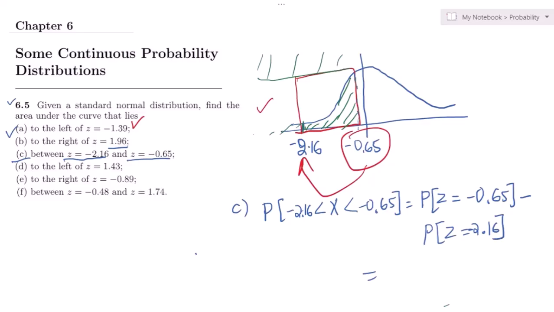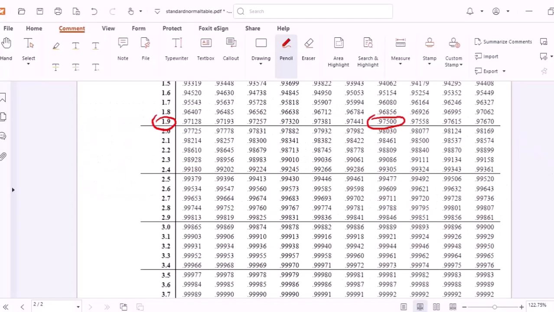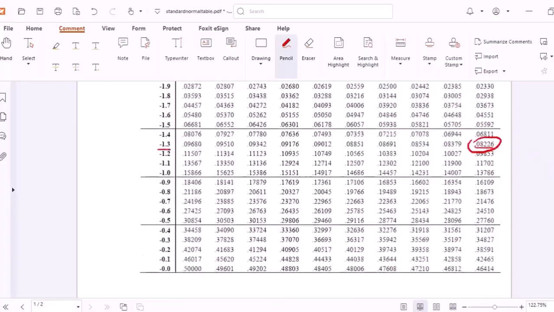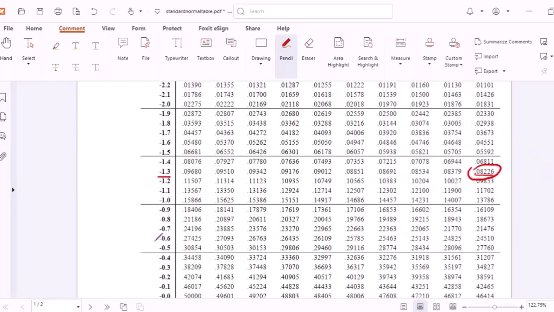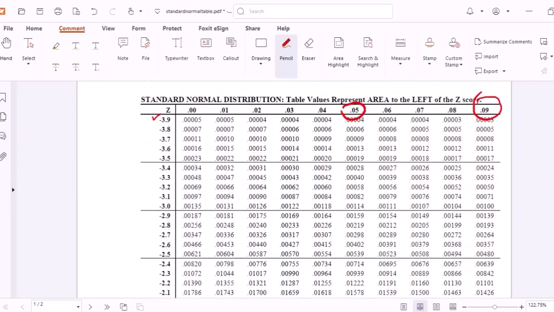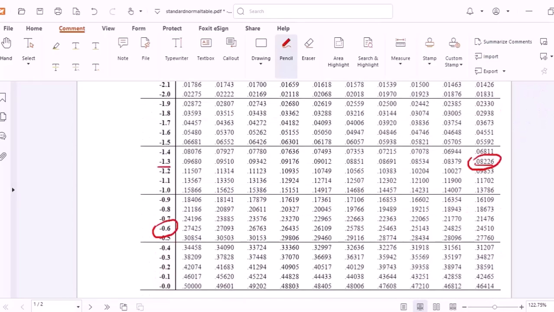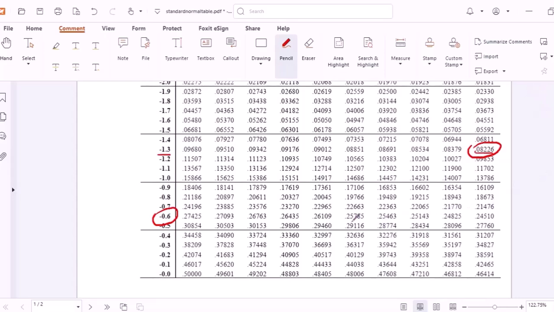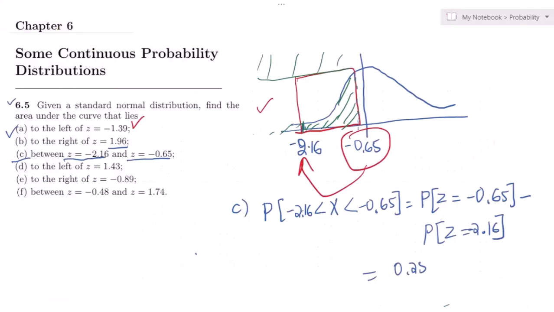For it, again, the z table, the first value is minus 0.65. So here minus 0.6, and for 5 we have to see the column. This is the column, 1 2 3 4 5, fifth one from the right side, so it would be 0.2579, minus the probability that z is equal to minus 2.16.